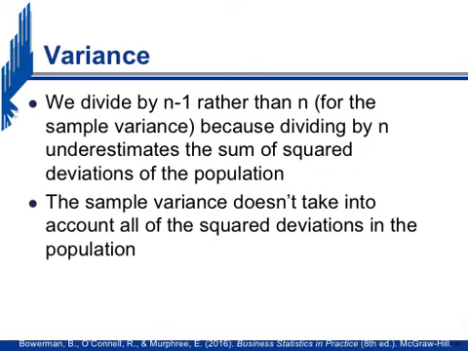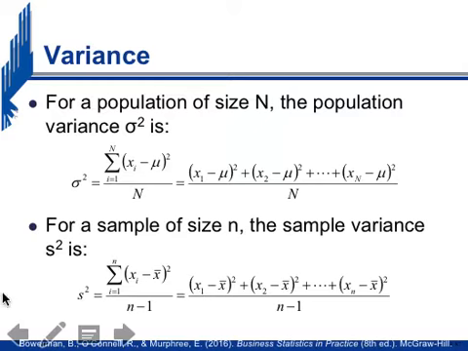Now, another interpretation why n minus 1 is used is through a computation. So it's actually based on the principle of unbiasedness. So the denominator n minus 1 is the formula that will make s squared an unbiased estimate of the population variance. Now, that concept of unbiased estimates will be discussed further in chapter 7. So for now, we will use n minus 1 as the denominator for the sample variance.